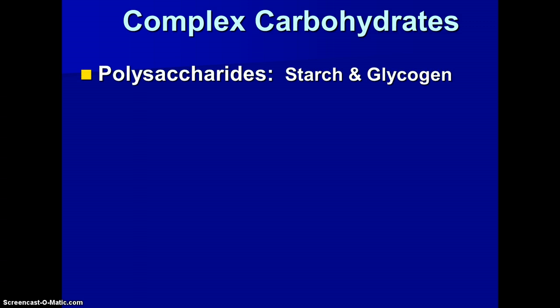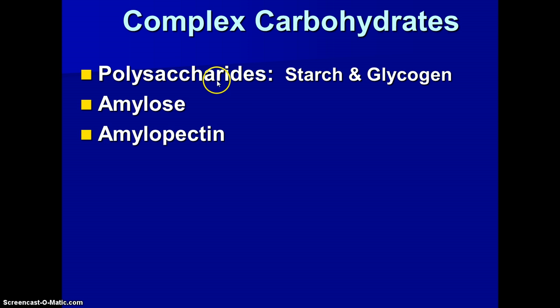Complex carbohydrates include those polysaccharides, poly meaning many of those sugars. Glycogen is also an example of those. These are the two starches that are found in food, amylose and amylopectin. And then dietary fiber is a non-digestible part of polysaccharides, of complex carbohydrates.